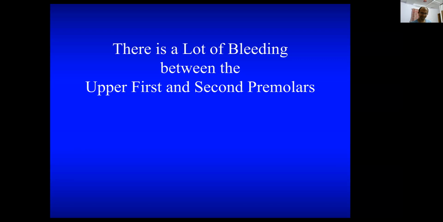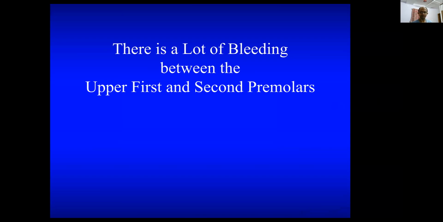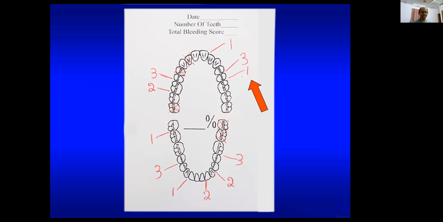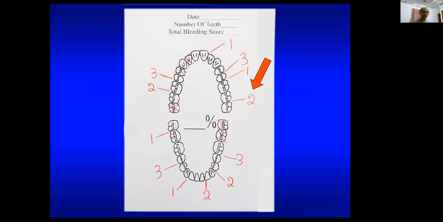Okay, we're recording now. There's a lot of bleeding between the first and second premolars on the left upper. You've got that down. Okay. There's a small amount of bleeding between the upper left premolar and first molar. There's a moderate amount of bleeding between the upper left first molar and second molar. Second molar and third molar.